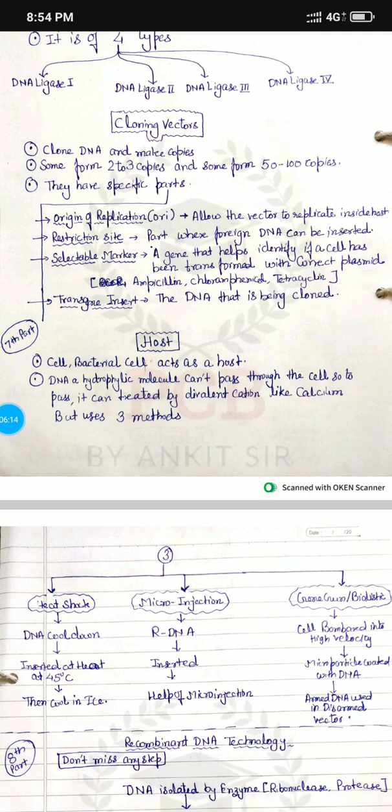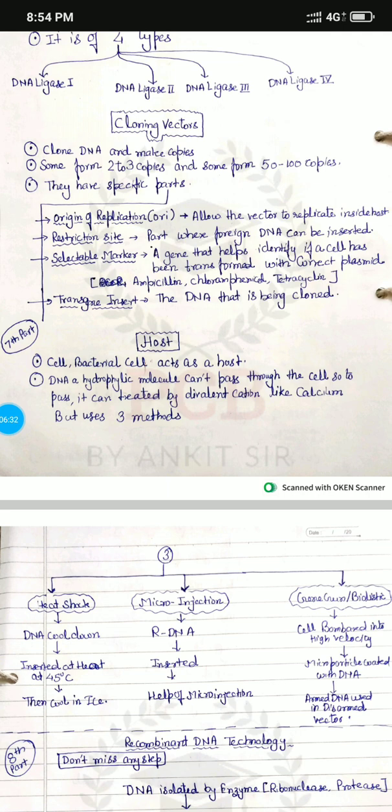They have four specific parts. One is the ORI region, the second one is the restriction site, the third one is the selectable marker, and the fourth one is the transgene. Now what is the ORI region? ORI is the origin of replication, which allows the vector to replicate inside the host.